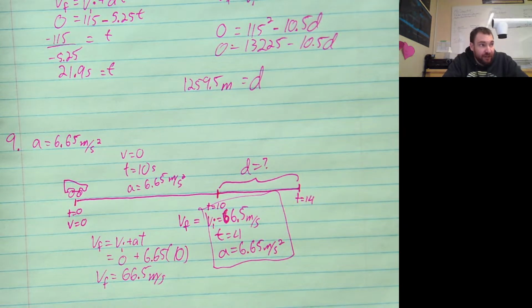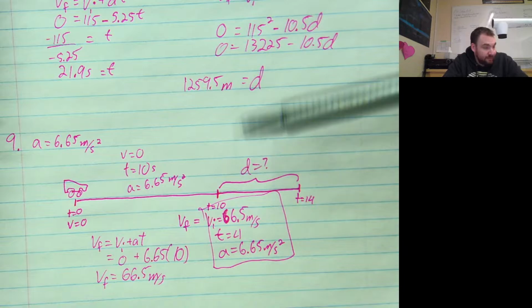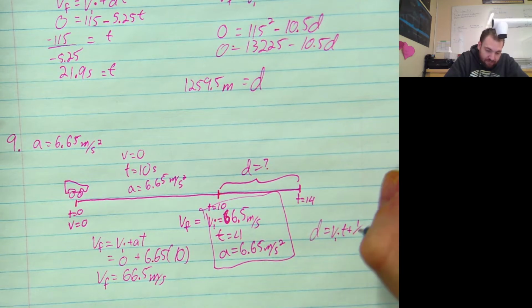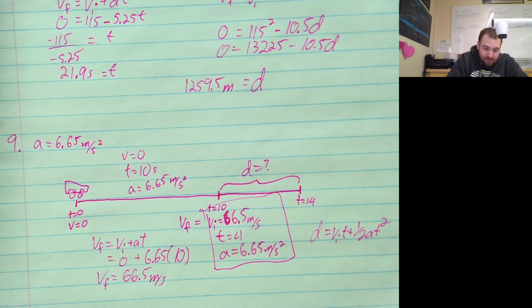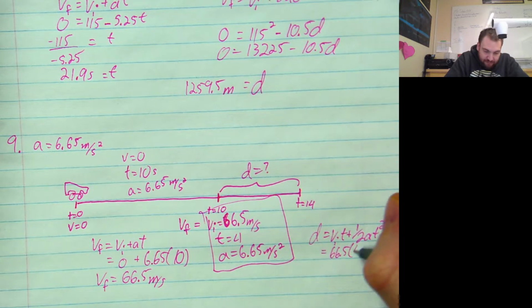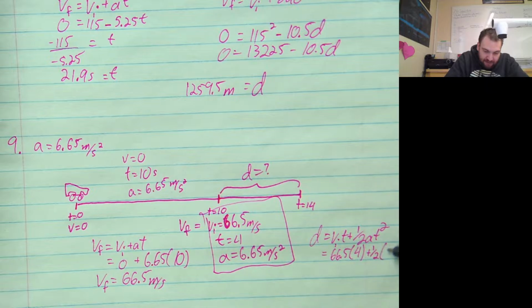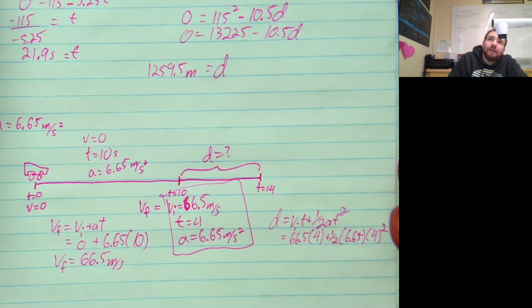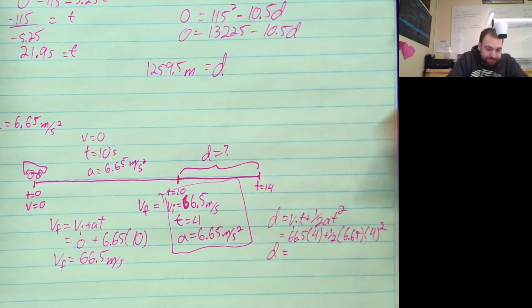So which equation am I going to use? That relates VI, T, A, and D. You betcha. VI is 66.5, T is 4, plus 1/2 times 6.65 times 4 squared. If you run that, what do you get?